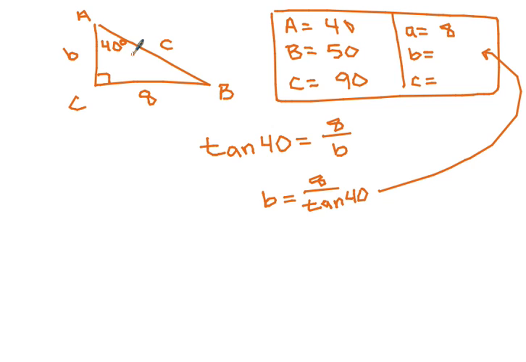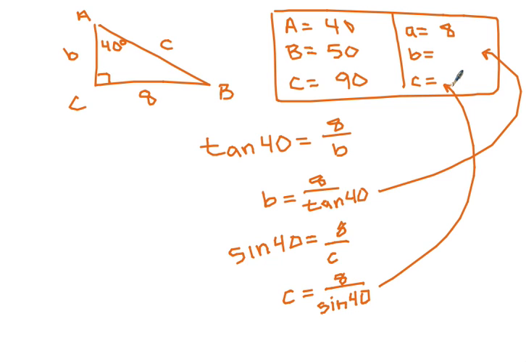So for C, similar idea, but now we have opposite and hypotenuse, so we want to use sine. So you have the sine of 40 equals your opposite over hypotenuse. So C is going to equal 8 divided by the sine of 40. Okay, so there's our C value.